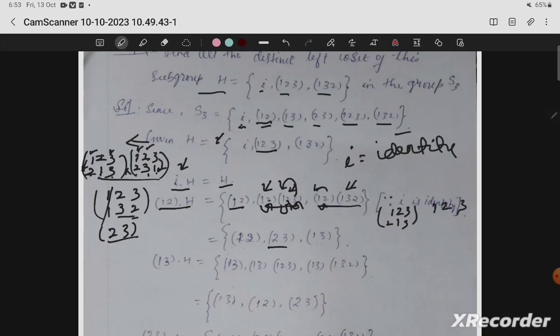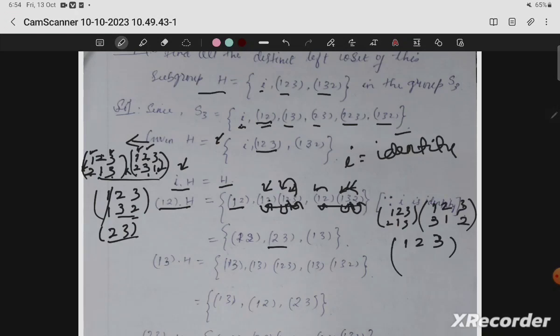We will find for this one. 1 is going to 3, so 1 will go to 3. And 3 is going to 2, and 2 is going back to 1. Now we will multiply these two. 1, 2, 3.